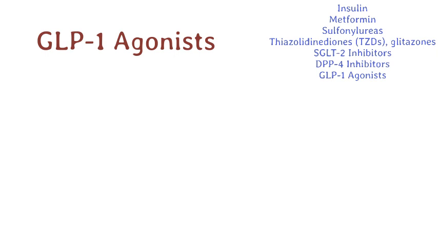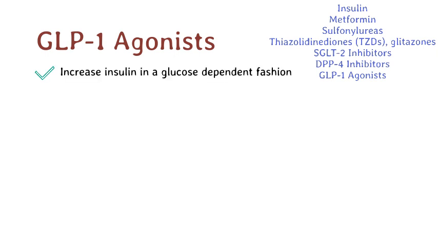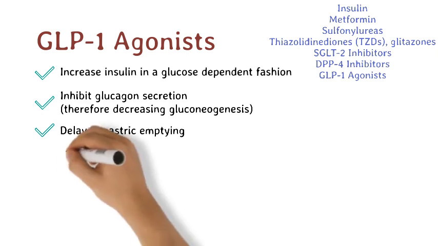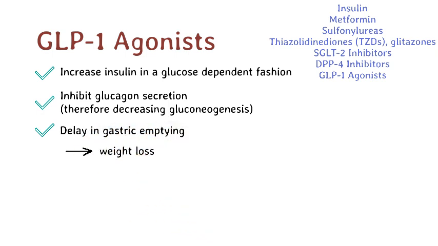GLP-1 agonists or incretin mimetics will be our final discussion. These drugs increase insulin secretion in a glucose-dependent fashion, inhibit glucagon secretion, therefore decreasing gluconeogenesis, and they delay stomach emptying. Delayed stomach emptying helps to spread glucose absorption over time, limiting hyperglycemia and may be related to weight loss. And weight loss is exactly one of the major advantages the GLP-1 agonist has compared to many other medications such as insulin, sulfonylureas, and TZDs.